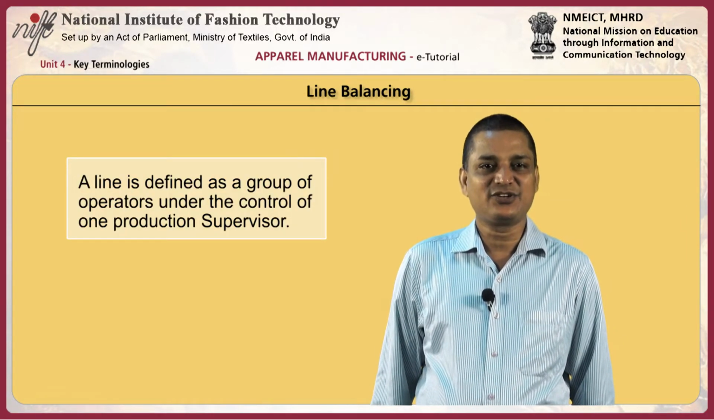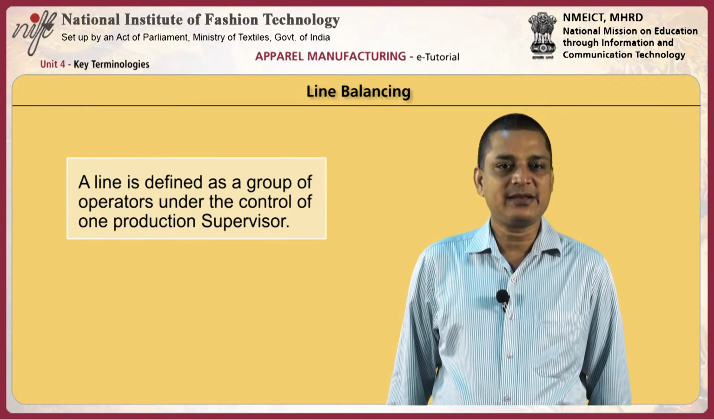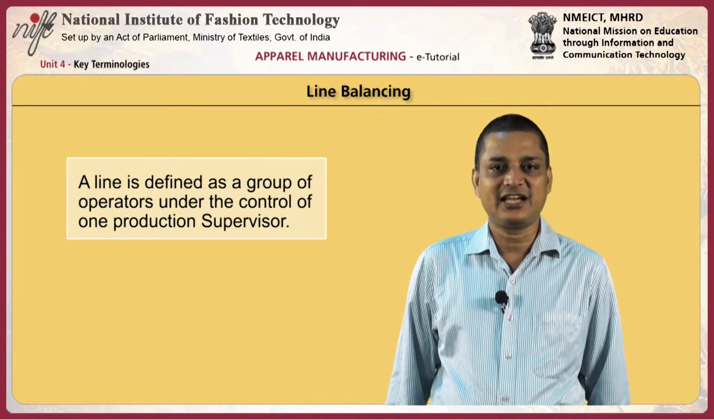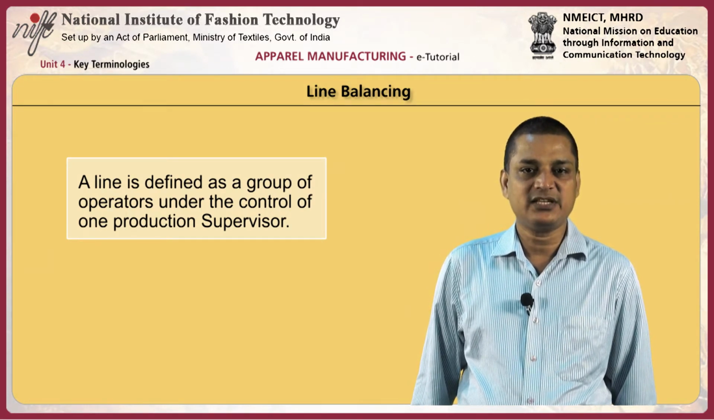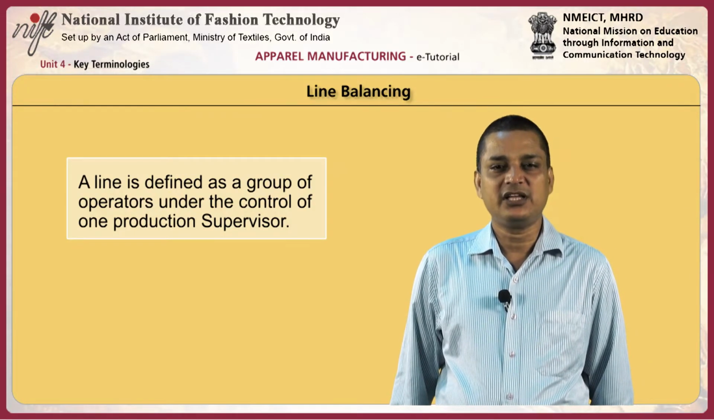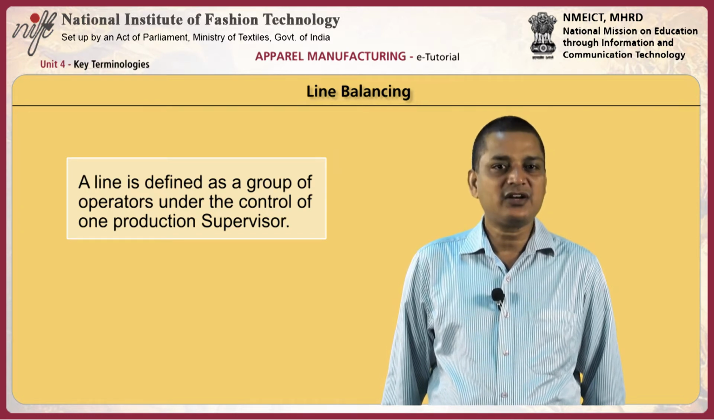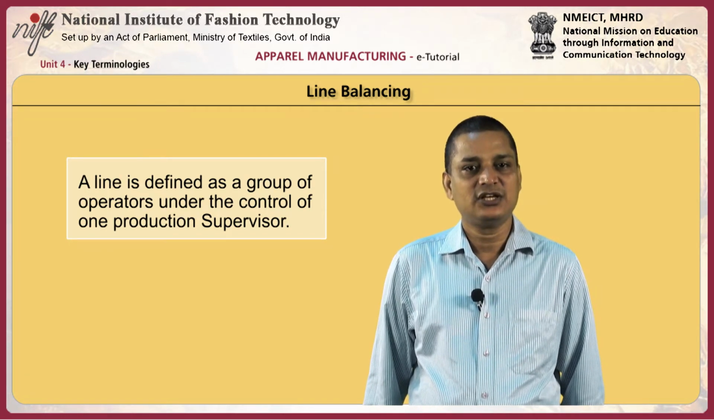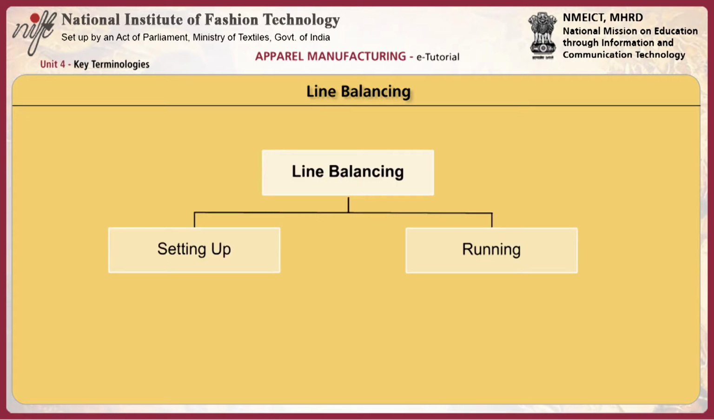A line is defined as a group of operators under the control of one production supervisor. Therefore, line balancing is concerned with the operations and work level within a line. It is a function of the work study office to provide management with information to help the efficient and productive running of the factory. Part of this information is the process known as line balancing. The method of line balancing will vary from factory to factory and depends on the type of garments manufactured.